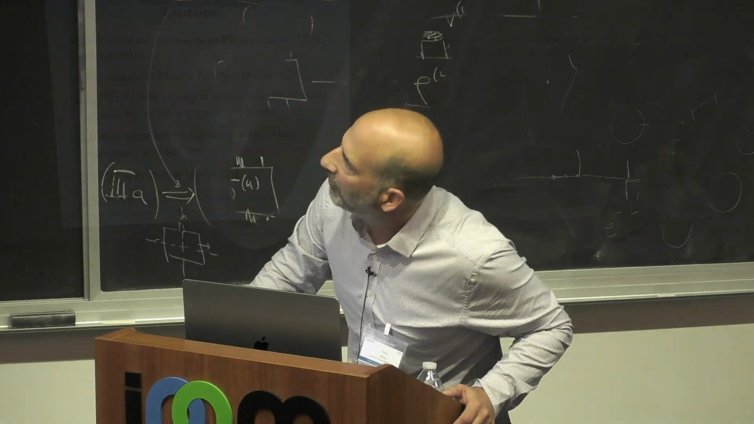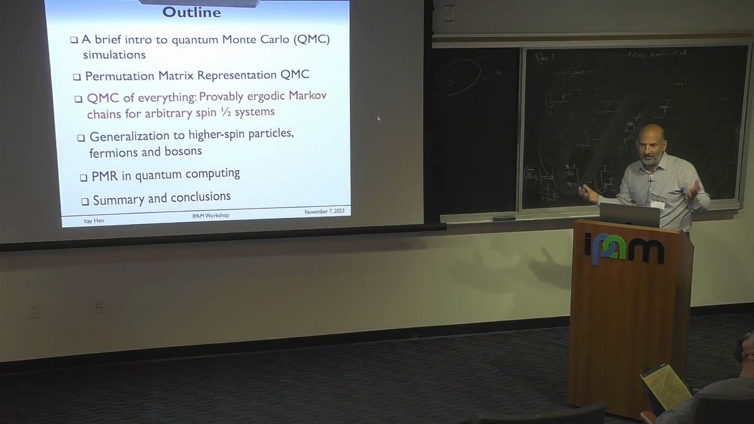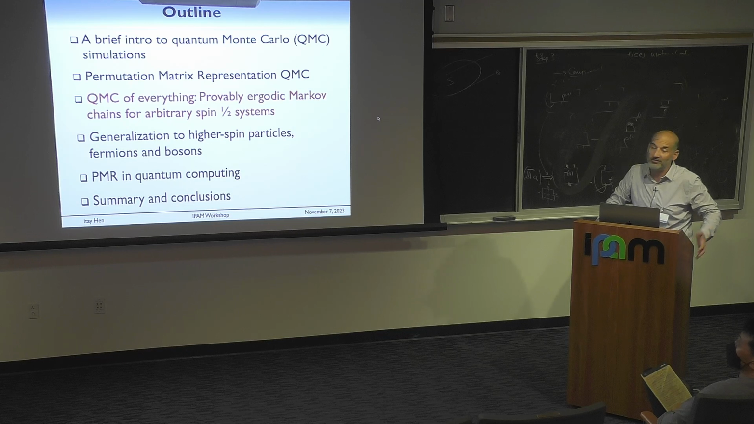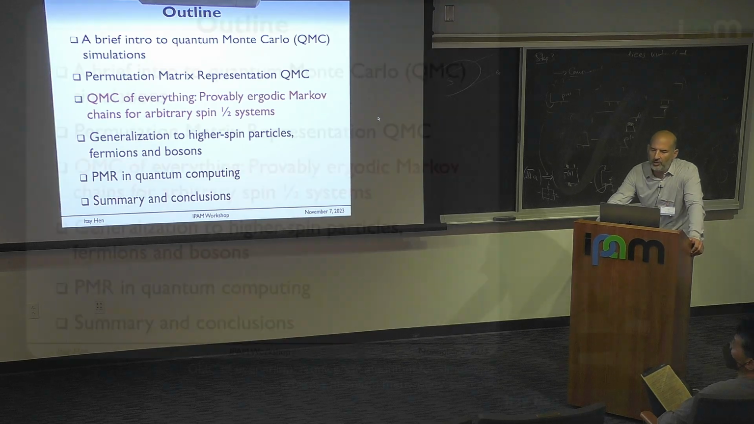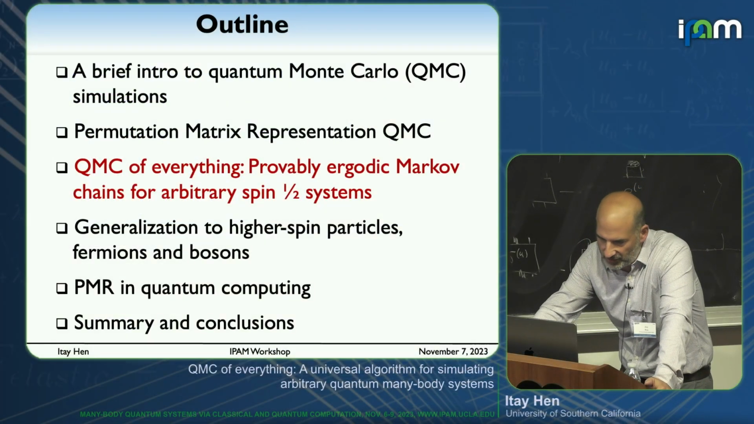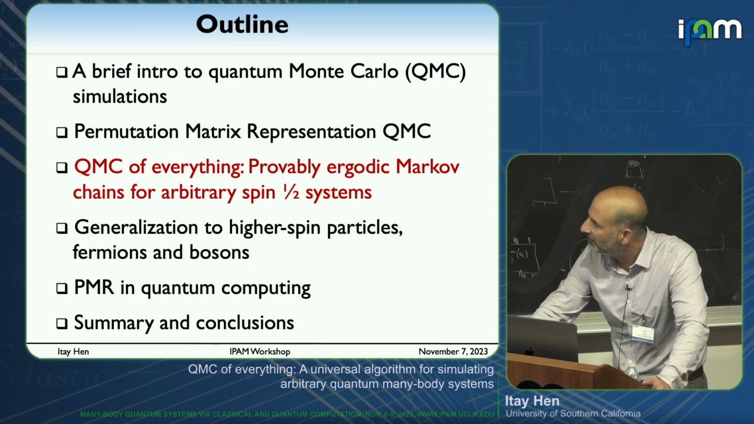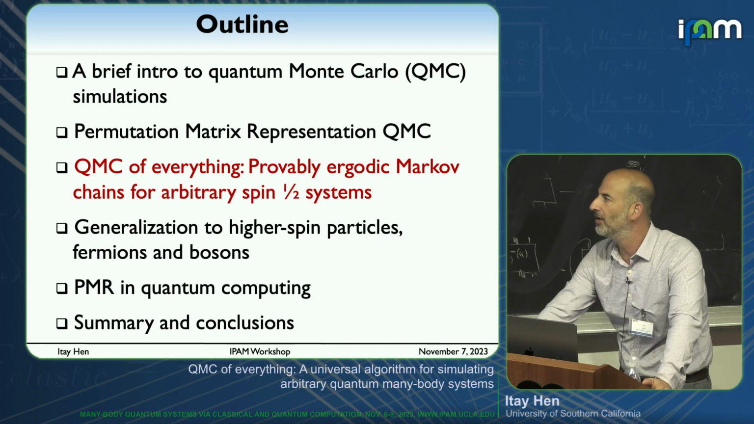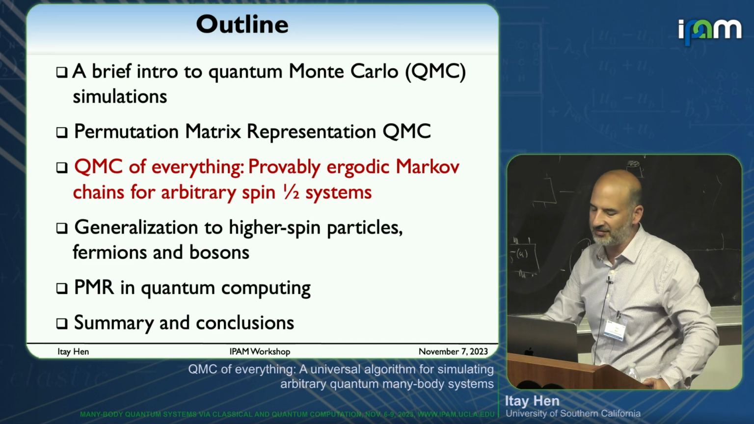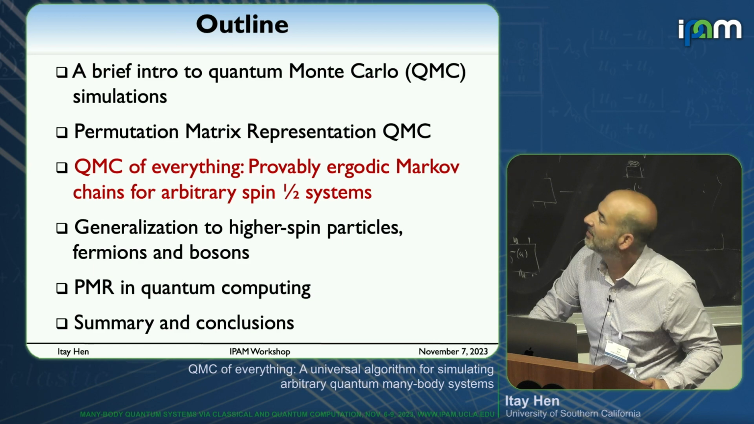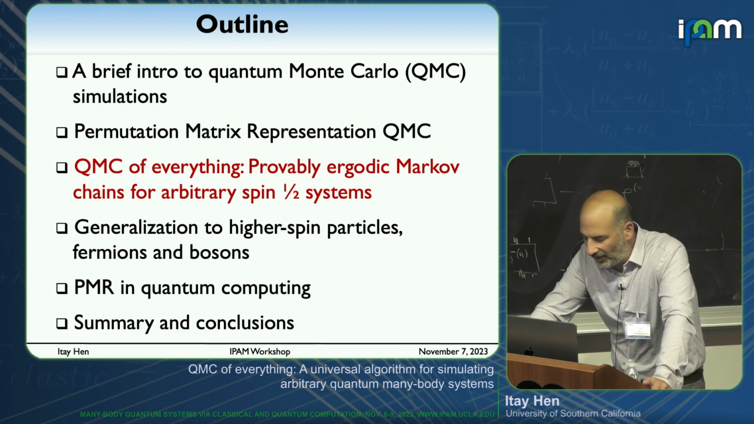So a brief outline. I'm guessing at least that most of you are familiar with quantum Monte Carlo simulations, but I'll talk about those a little bit, given the nature of this workshop. I'll then introduce a new type of quantum Monte Carlo, which we developed in my group, called permutation matrix representation quantum Monte Carlo. And I'll try to convince you that it's a method that has some advantages over existing methods.